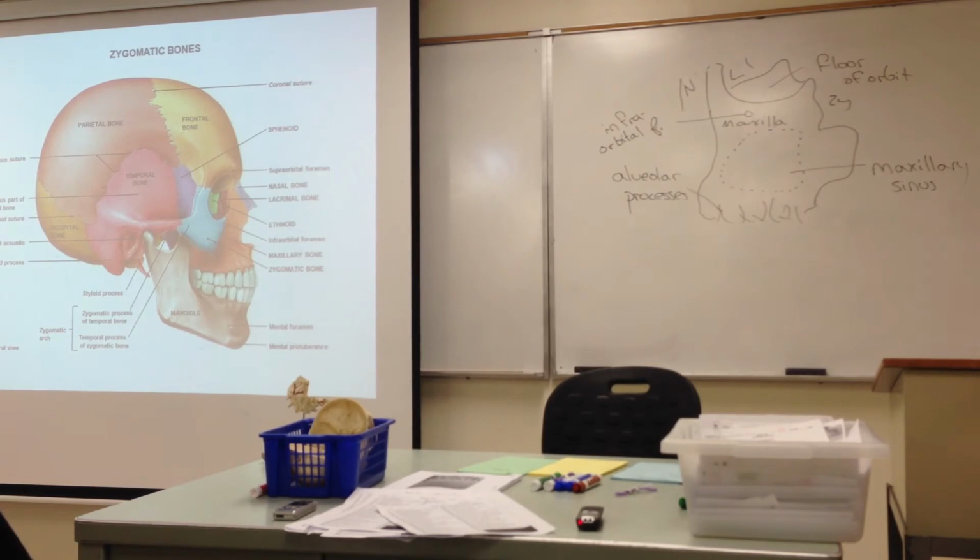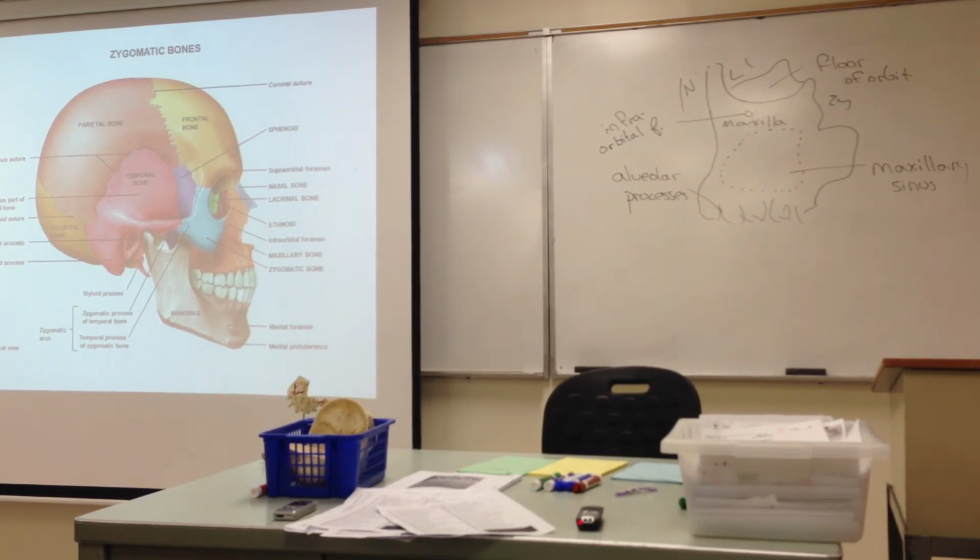And then the last bone of the face is the zygomatic bone. That's your cheekbone. Okay? So it's going to form your cheekbone. It's going to form the lateral wall of the orbit. And we'll go back and look at that picture in a moment.